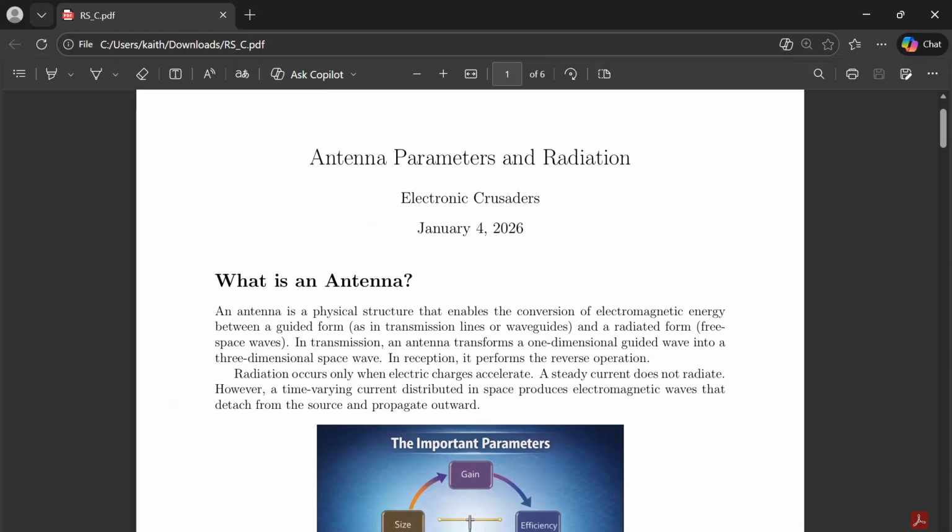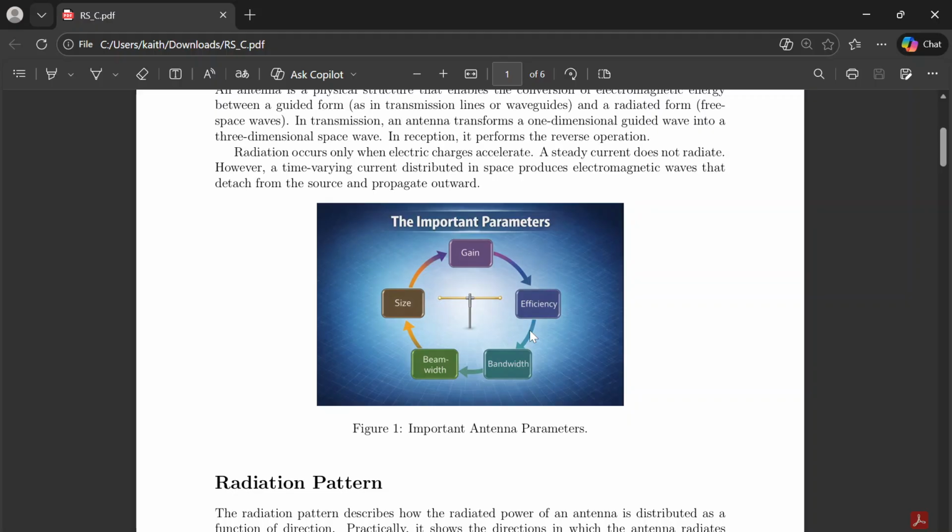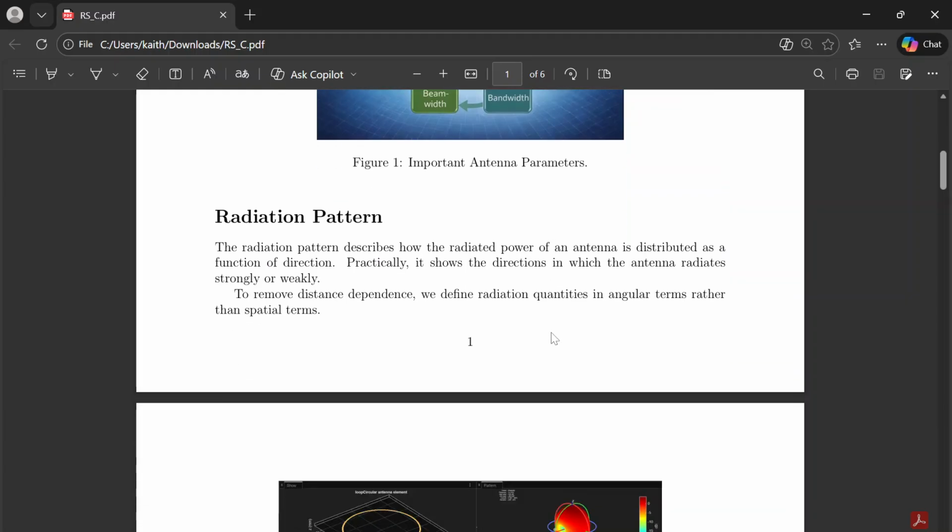So before I start, I would like to define what is antenna. An antenna is a physical structure which is used as a transmitter and receiver to transmit wirelessly via electromagnetic radiation. So in transmission, an antenna basically transforms a one-dimensional guided wave into a three-dimensional space wave. In reception, it performs the reverse operation. So there are five important parameters of an antenna: gain, efficiency, bandwidth, beam width, and size. Let's discuss this one by one.